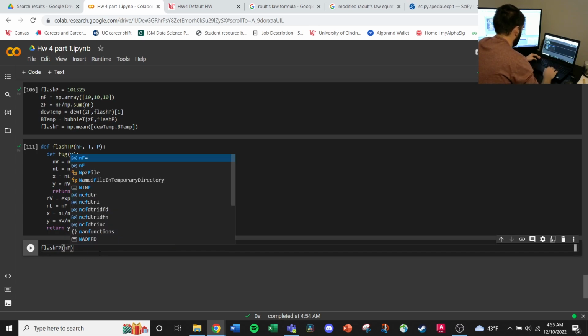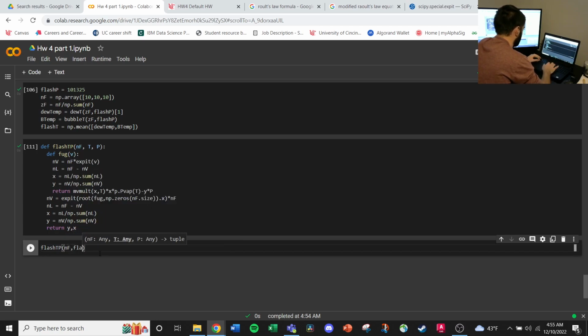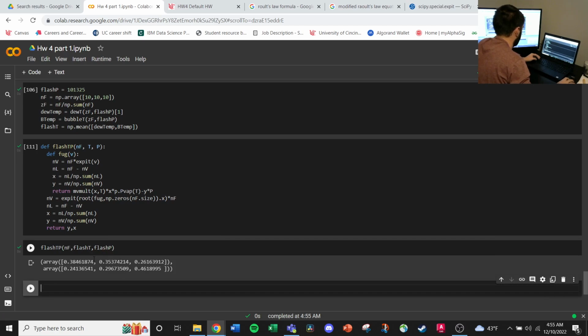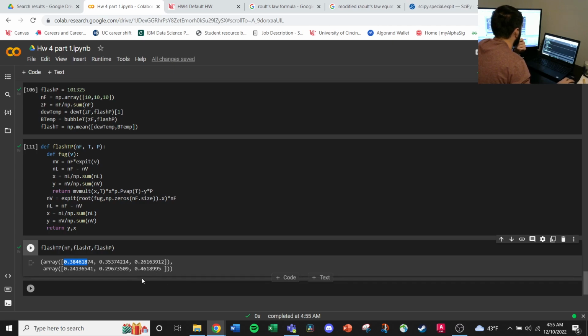We'll feed it in our NF and our flash T for the temperature, and our flash P for the pressure. And yeah, here we go. So looks like our vapor phase is dominated by the methanol, which has the highest mole fraction in the vapor, and this makes sense because methanol is the most volatile. Where our liquid phase is majority water, and that makes sense because that's our least volatile component in our mixture. So these answers make sense, which is good.